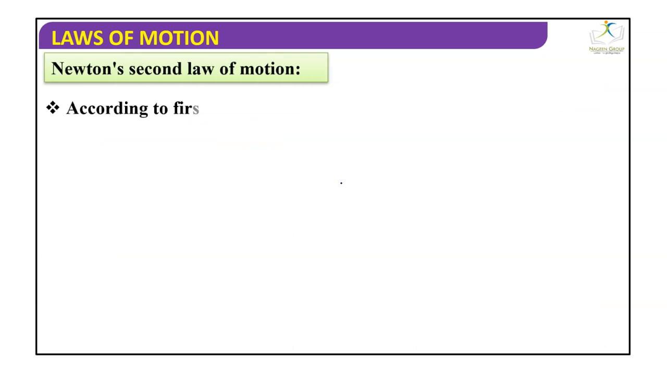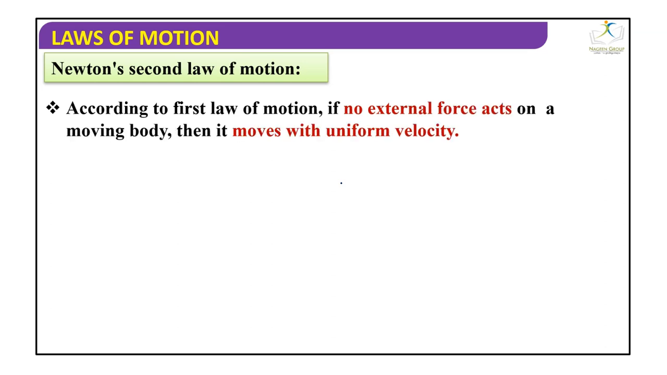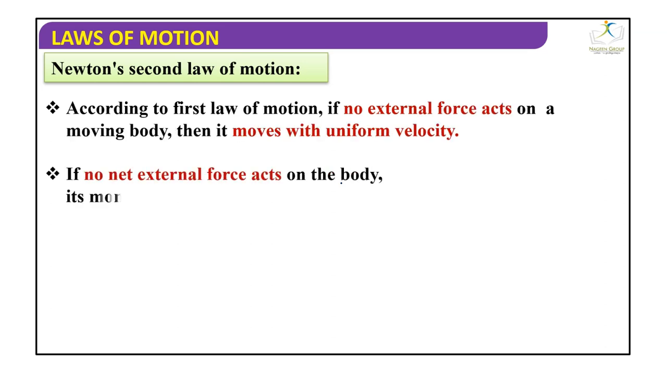Newton's second law of motion. According to the first law of motion, if no external force acts on a moving body, then it moves with uniform velocity. What is the meaning of that? According to the first law of motion, that is the law of inertia.